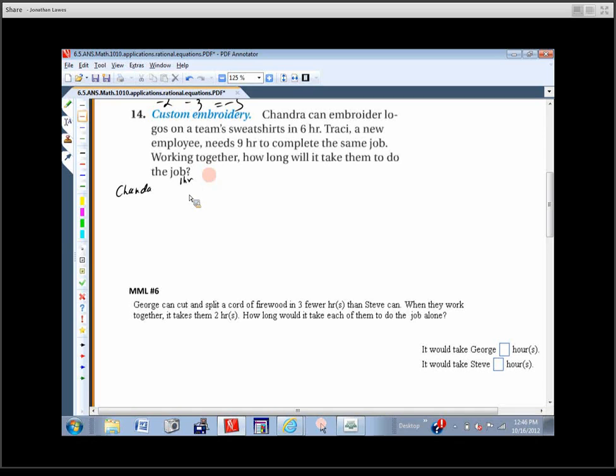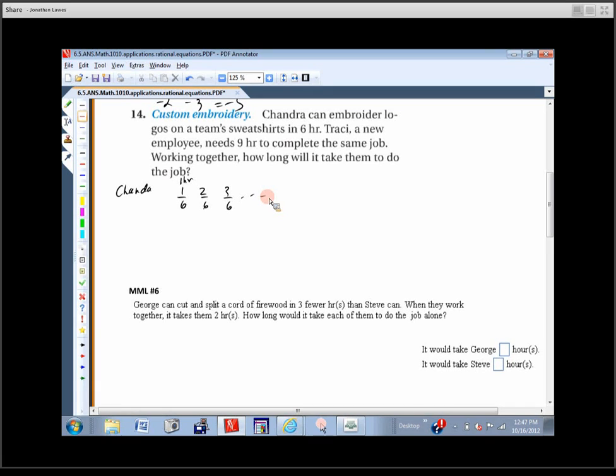1/6. If she does it for 2 hours, she gets another 1/6 done, so that would be 2/6. 3 hours, 3/6. That's a half. She'd be half done if we gave her 3 hours, right? Okay. So what we want to look at here is, what is her hourly rate? In 1 hour, she gets 1/6 done. So she'll get 1/6 done the first hour, another 6th, total of 2/6, another 6th, another 6th, another 6th, until 6 hours go by. That would be 6/6, or 1 complete job done.